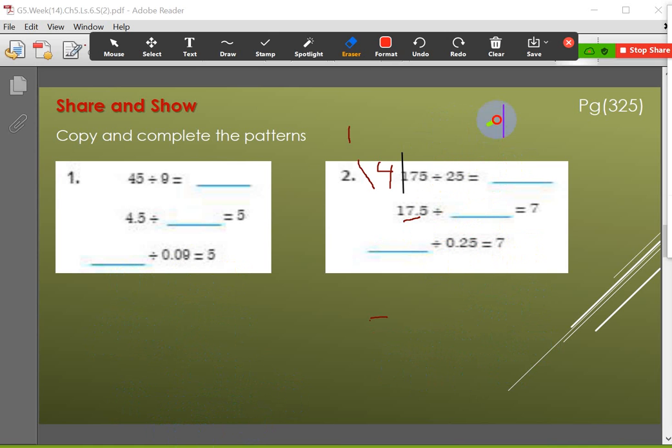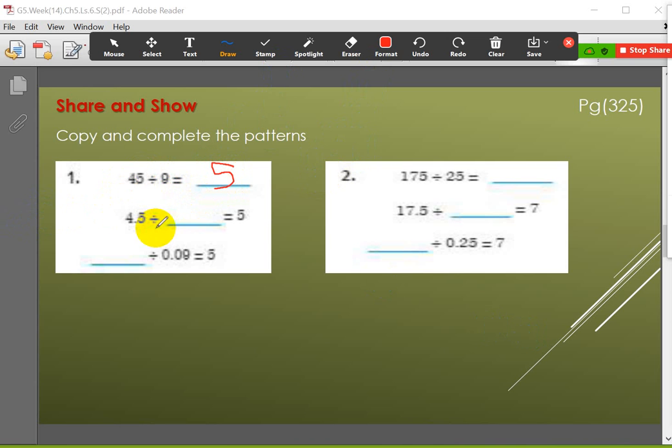Okay, number 1, I want to divide here. First thing, copy and complete the pattern. This is a pattern for the division. So, girls, you know that if you want to divide 45 by 9, what's the answer? Thank you, Larissa. Your answer is correct. Thank you, Reem. So the answer is 5, because 5 multiply 9 equals 45.